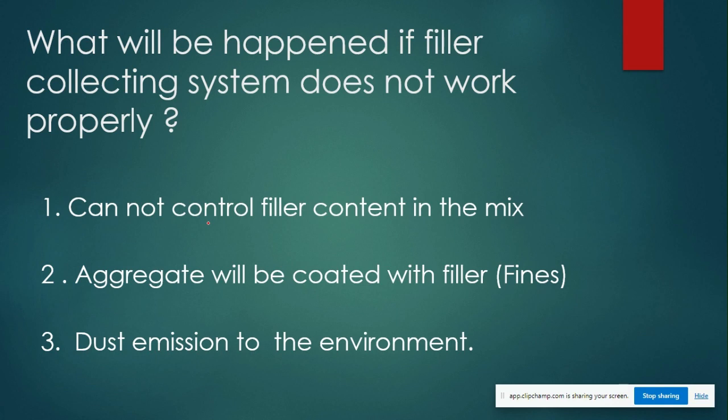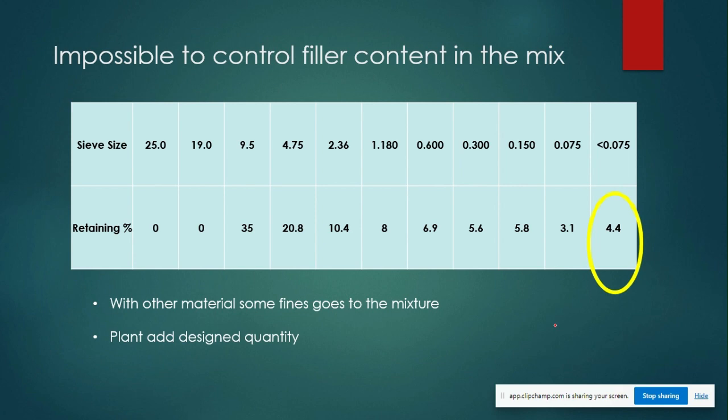Second, aggregate will be coated with filler. Aggregate normally has fine material coated on it, but if the filler control system does not work properly, the aggregate will be coated with the filler material. Third, dust can be emitted to the environment, because a large part of the material can go out through the chimney into the environment. These three things happen.